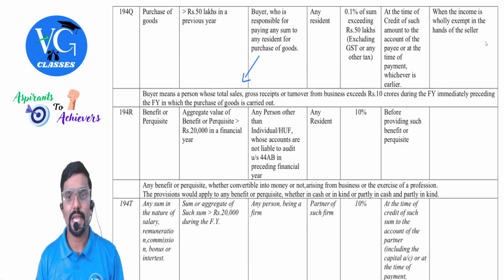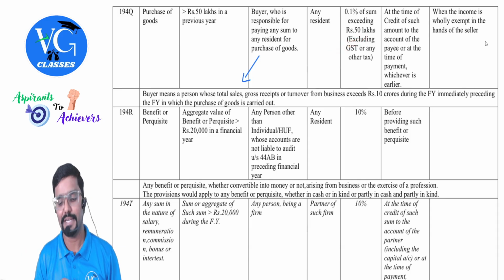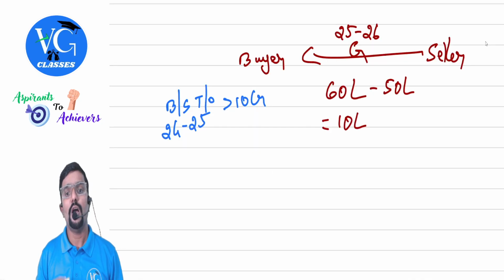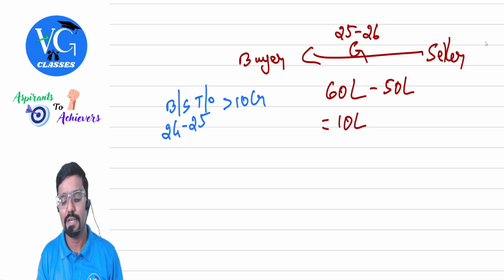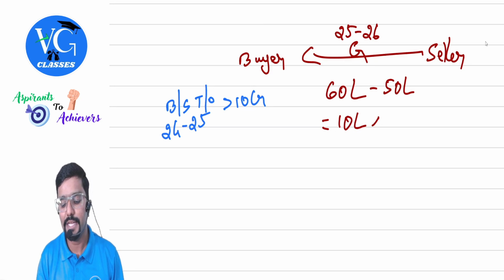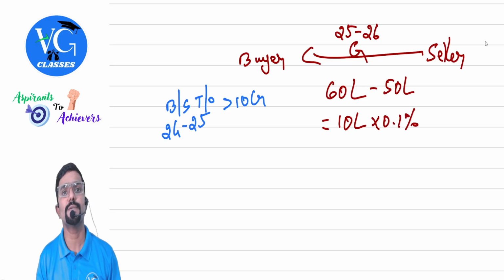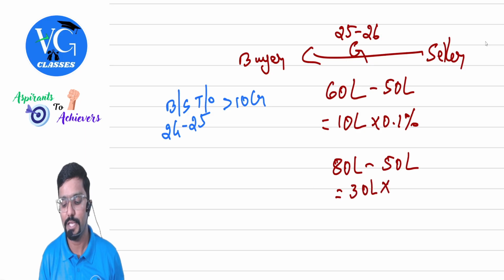Okay. Next. What is the rate of TDS, sir? 0.1% of the sum exceeding 50 lakh. And that 50 lakh is excluding GST and other tax. So in my example, how much is the purchase value? 60 lakh. How much is in excess of 50 lakh, guys? 10 lakh. On that, it is 0.1% TDS. Hope you understood. Sir, what if the purchase value is 80 lakh minus 50 lakh? How much do we get? 30 lakh. On that, 0.1%.